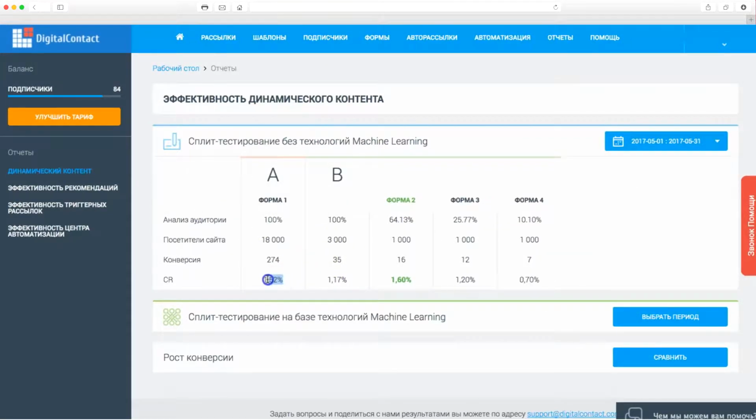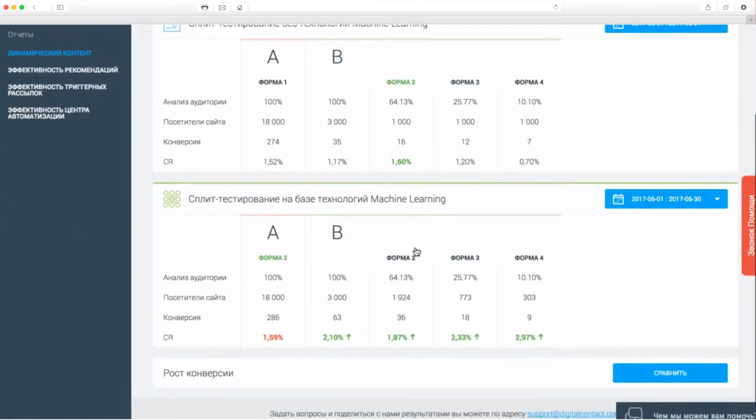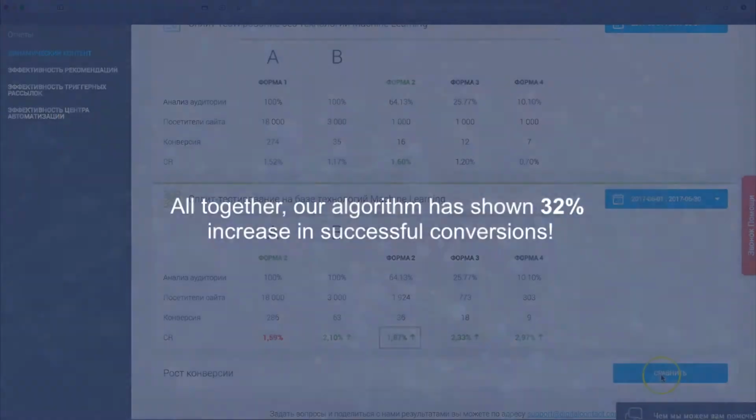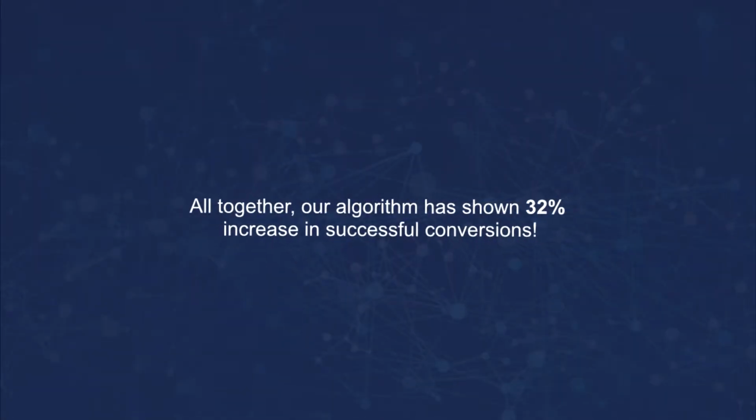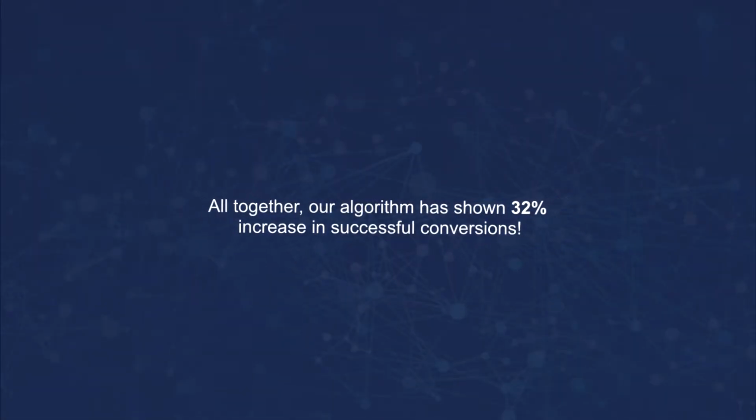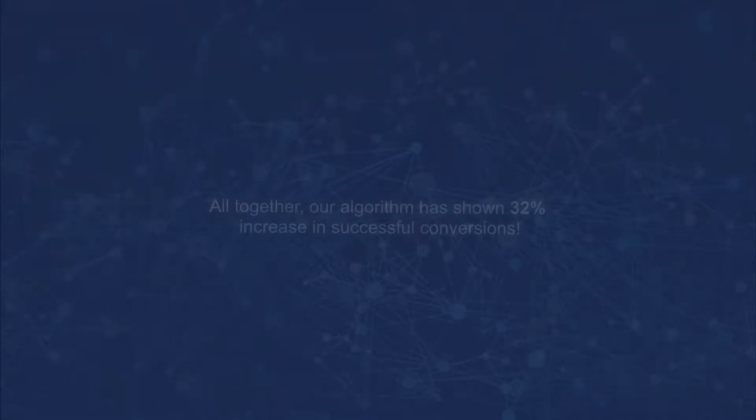What we achieved was that the previous competing forms were now working together. For example, 67% of users actually did favor Form 2, showing the conversion rates of 1.87%. But it turned out that 25% of users favored Form 3, and almost 10% Form 4. Altogether, our algorithm has shown a 32% increase in successful conversions.